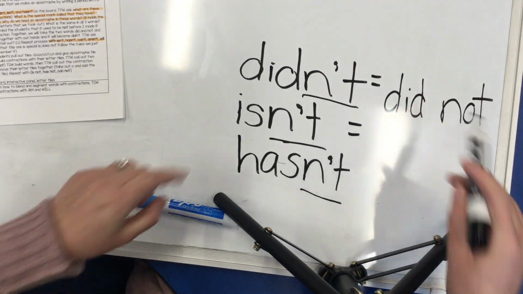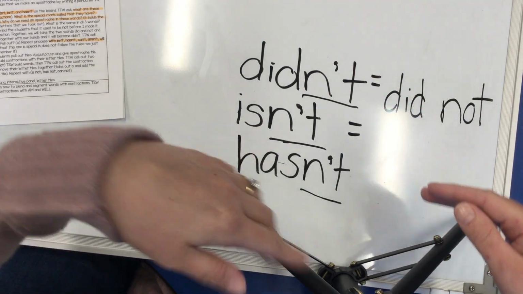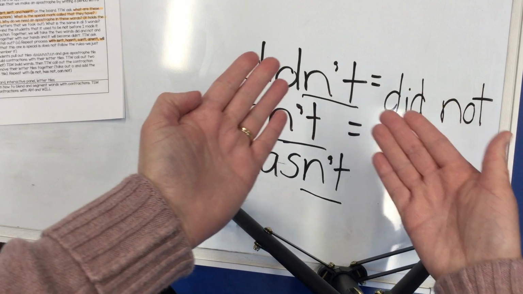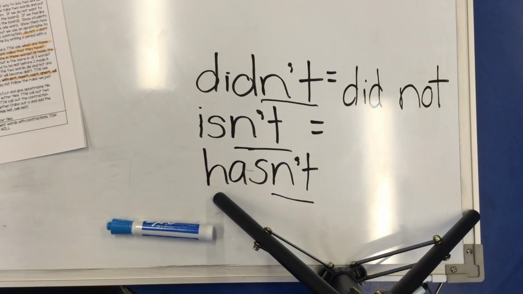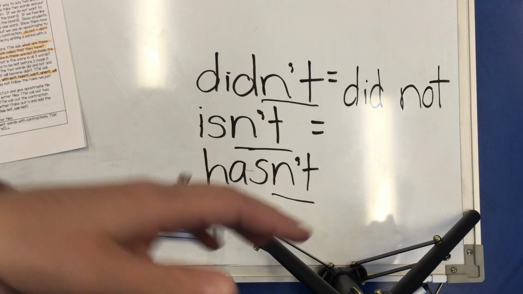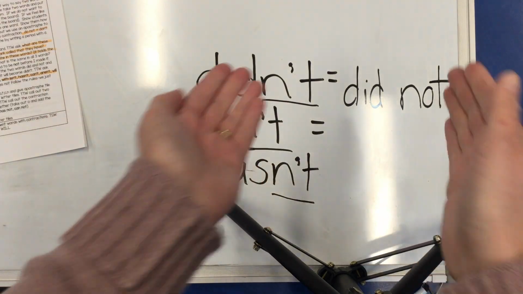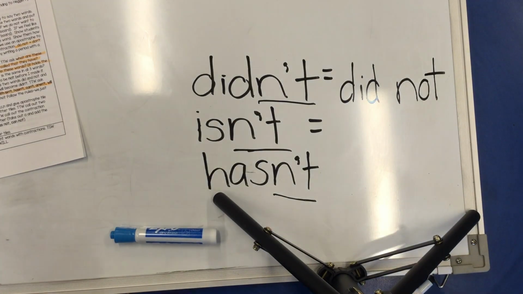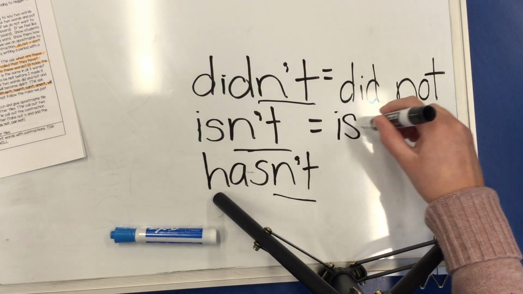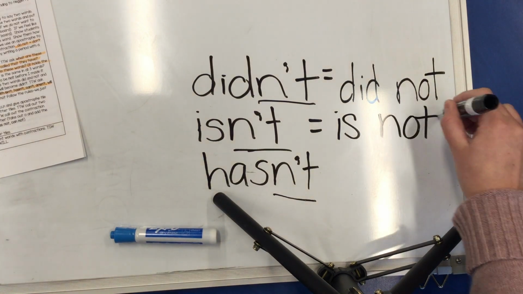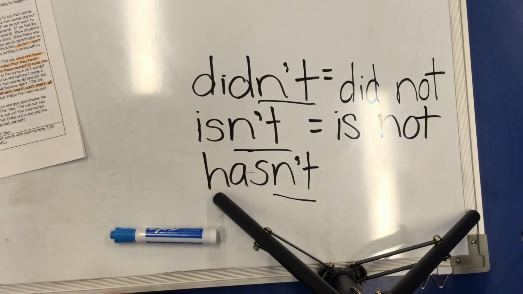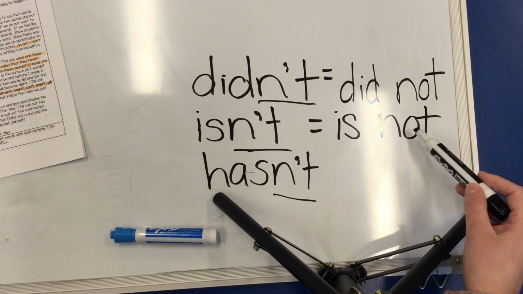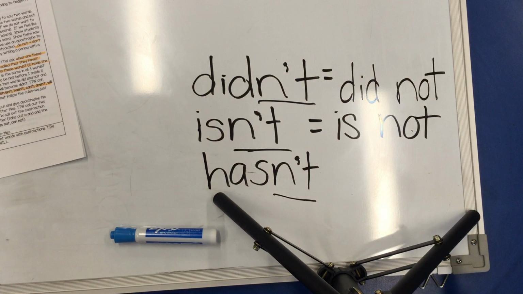Okay, so let's think about this word. Let's say is not, put it together, and it would be what? Is not, put them together, and it would be isn't. So let me write out those two words, is not. We put them together and they become isn't. What fell out? What letter fell out? The O. Do you see where the apostrophe is?